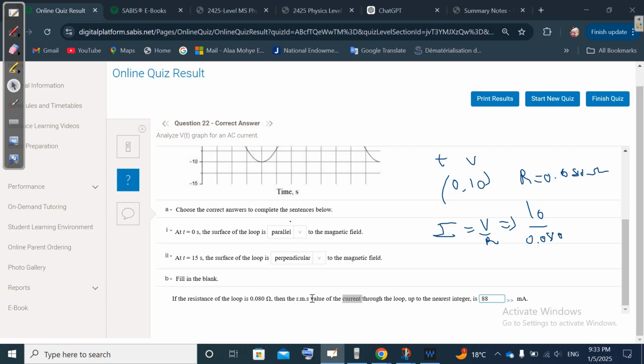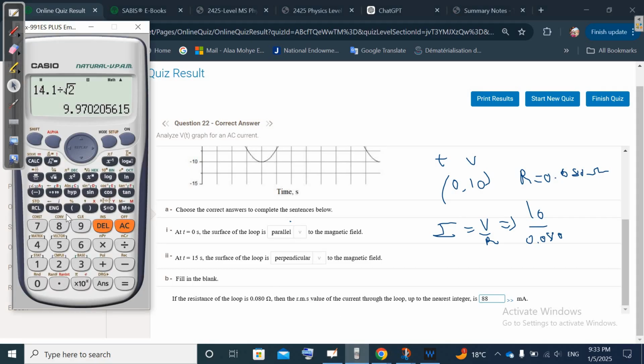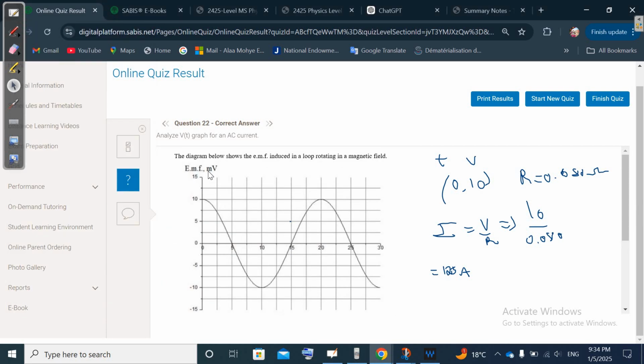Why did I take this? Because they want the RMS value, so I want the maximum voltage. So maximum voltage means maximum current. So 10 over 0.080 is 125 ampere. To get the RMS, I just divide this value by radical 2. And that's it, 88 milliampere. Milliampere because we're working with millivolts here.